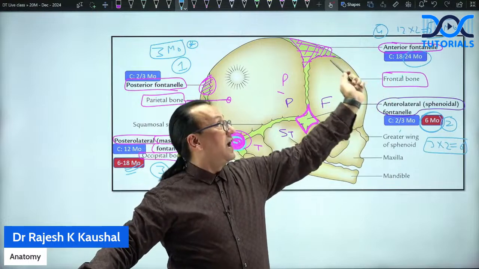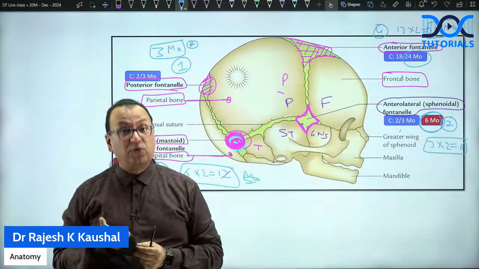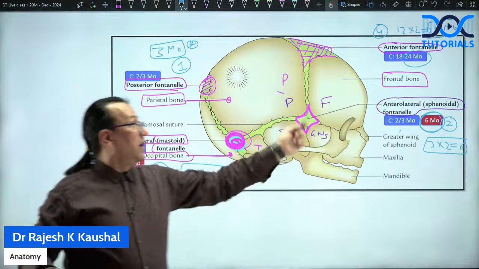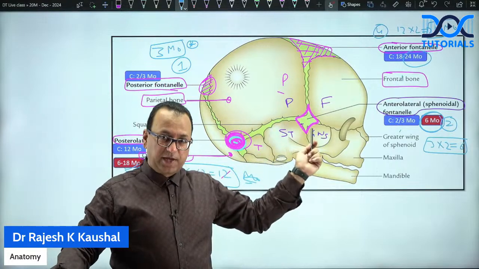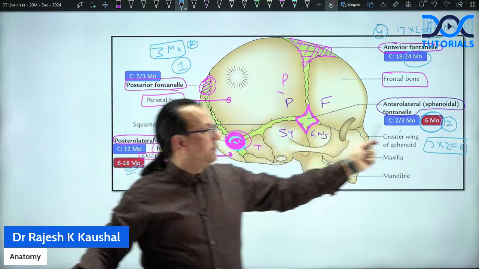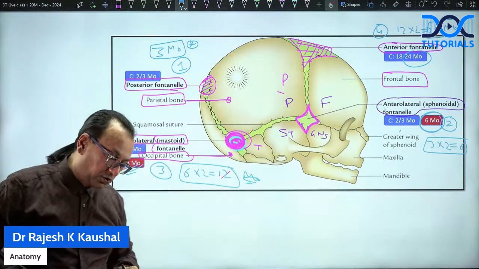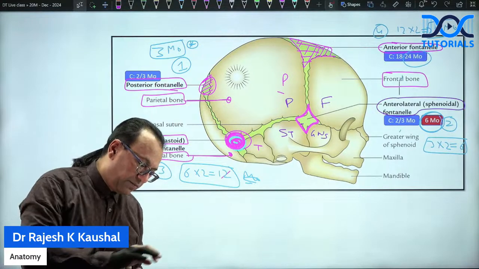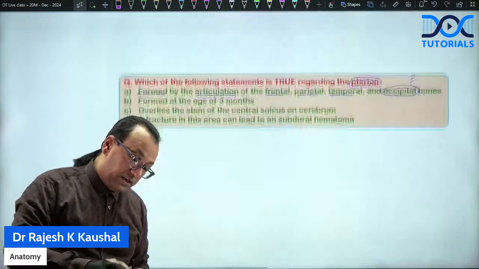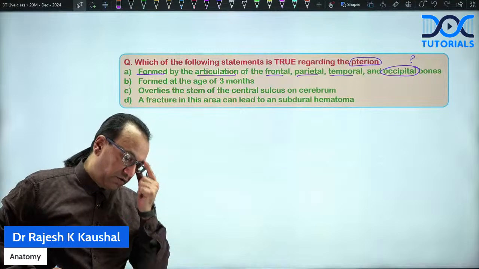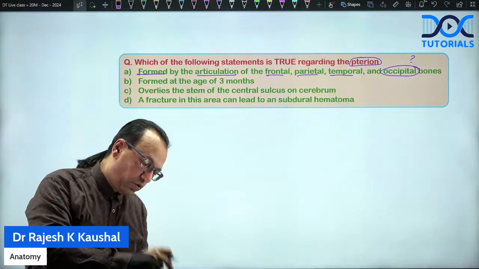The last to close is the anterior fontanelle. And if you look at Gray's Anatomy, it will tell you the anterolateral fontanelle closes by 3 months. But you keep it 3 to 6 months, that range. With that, you can also continue discussing some other facts, like here. We want to find which of the following is true. So what do you think?